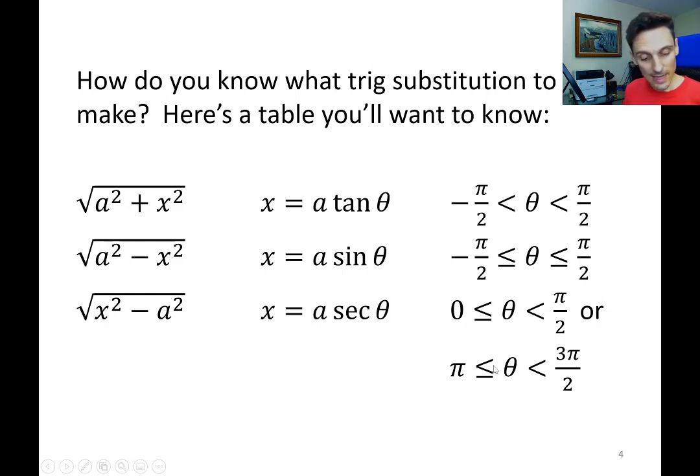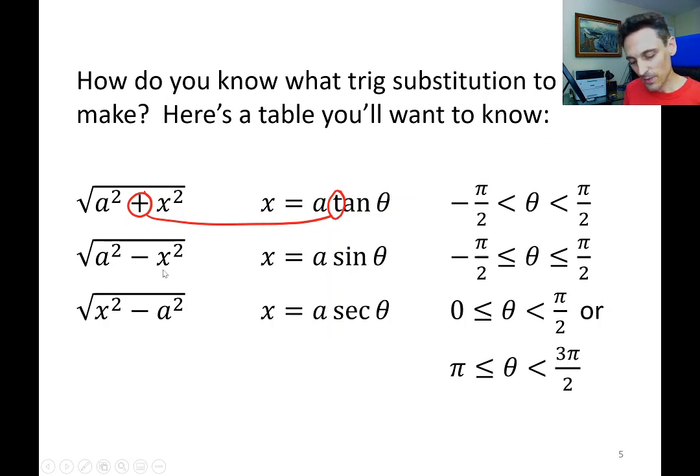And then for secant, it has its own pair of intervals, which are theta going from 0 to pi over 2, or theta going from pi to 3 pi over 2. Now, some helpful mnemonics for remembering which one goes with which kind of radical. The only one of these that has a plus inside of the radical is the one that you make a substitution for tangent. And so sometimes people will see that plus and imagine that it looks kind of like a t, and that reminds you of the t in tangent. So hopefully that mnemonic helps you.